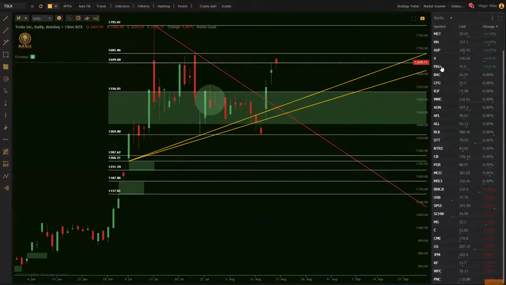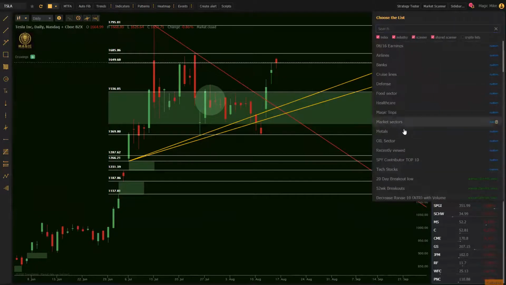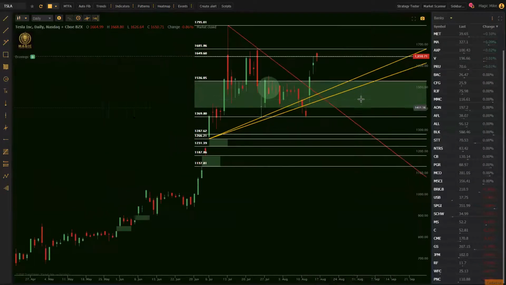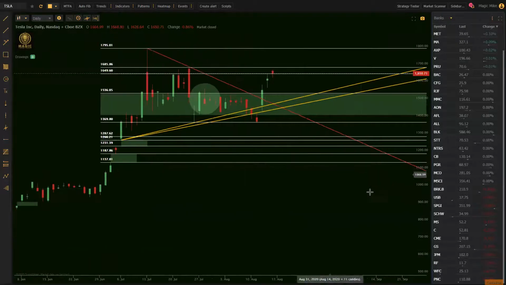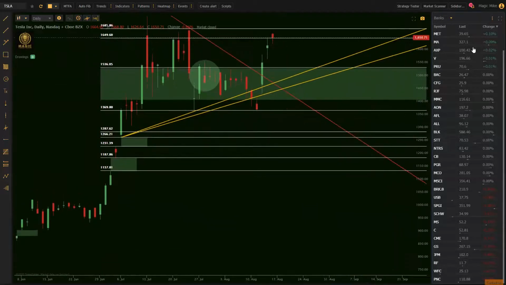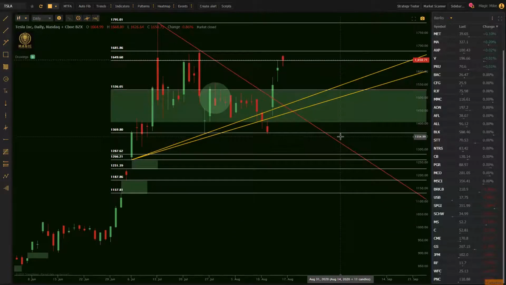So let's just say you've got a big watch list over here on the right side. You can set up watch lists. I've got many watch lists set up for different sectors. I like to keep tabs on the earnings plays for each week, airlines, banks, cruise lines, all these different sectors, and how beneficial they can be to help me out for the week. So I want to get an alert, because there are so many stocks that I can't just look at them all the time.